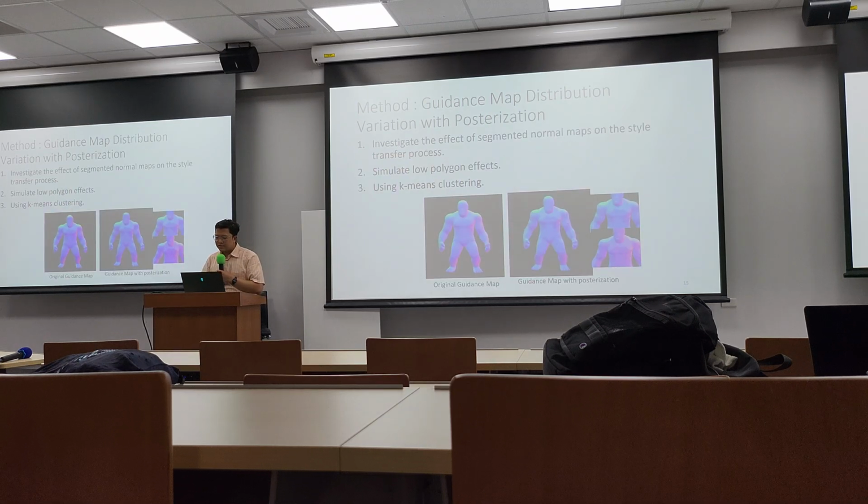The reason why we added the guidance map into posterization is to investigate the effects of segmented normal maps on the style transfer process. It also can simulate the low polygon effects for the target object. We did this posterization effect by segmenting the guidance map using k-means clustering.